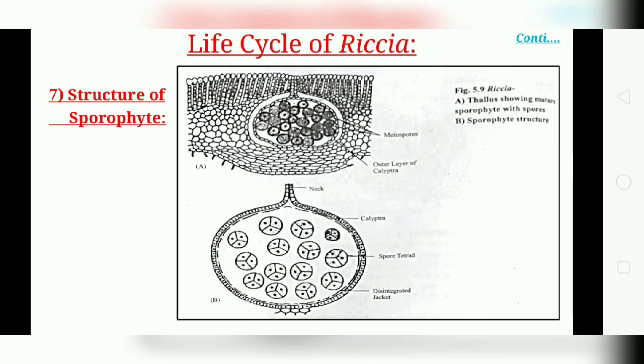The spores in Riccia are not liberated immediately. They are set free after a year or so. There is no special mechanism for spore dispersal. It occurs by decay of the capsule wall, calyptra, and overlapping tissues of the thallus. The spores are carried by air or splashing raindrops. In the image you can see the sporophytic structure, the spore tetrad formation and the jacket in it.